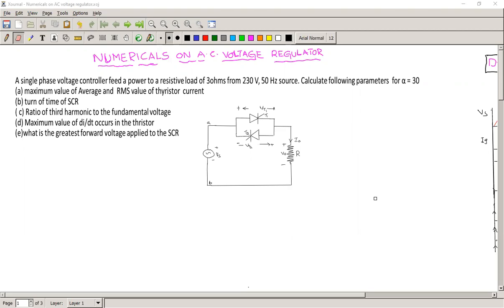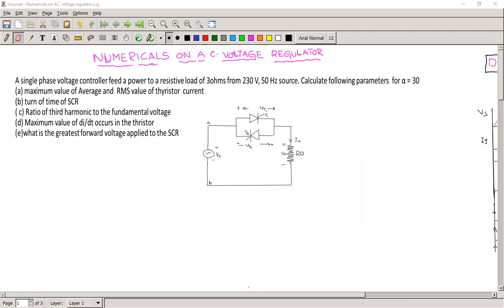Already we know the AC voltage regulator. It is a power tuning circuit which converts the fixed AC voltage to a variable AC voltage. For a low power rating, in place of the switches we use a triac. For a high power rating, we use an anti-parallel SCR. This is the source, T1, T2. The load is a resistive load.